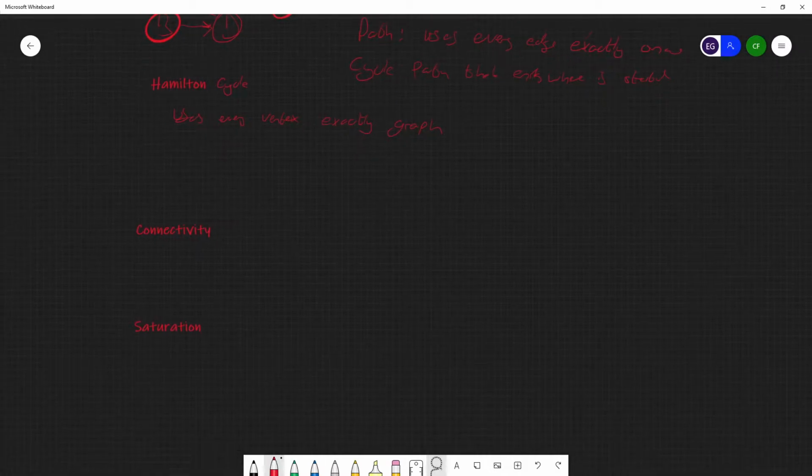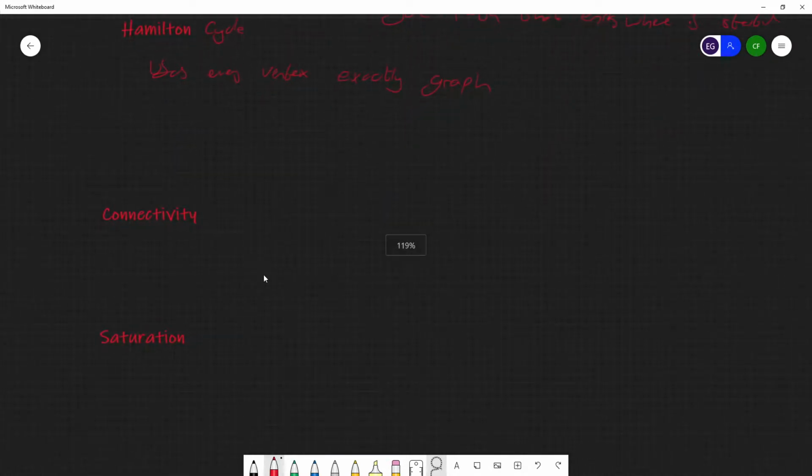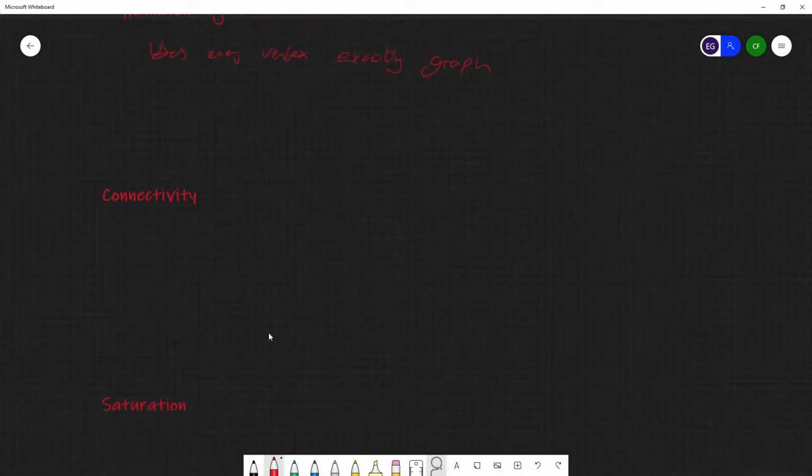Okay, connectivity. Where's my notes on this? Okay, so this is different depending on if you're dealing with a directed or undirected graph. For undirected, an undirected graph is connected if there is a path between every pair of vertices.